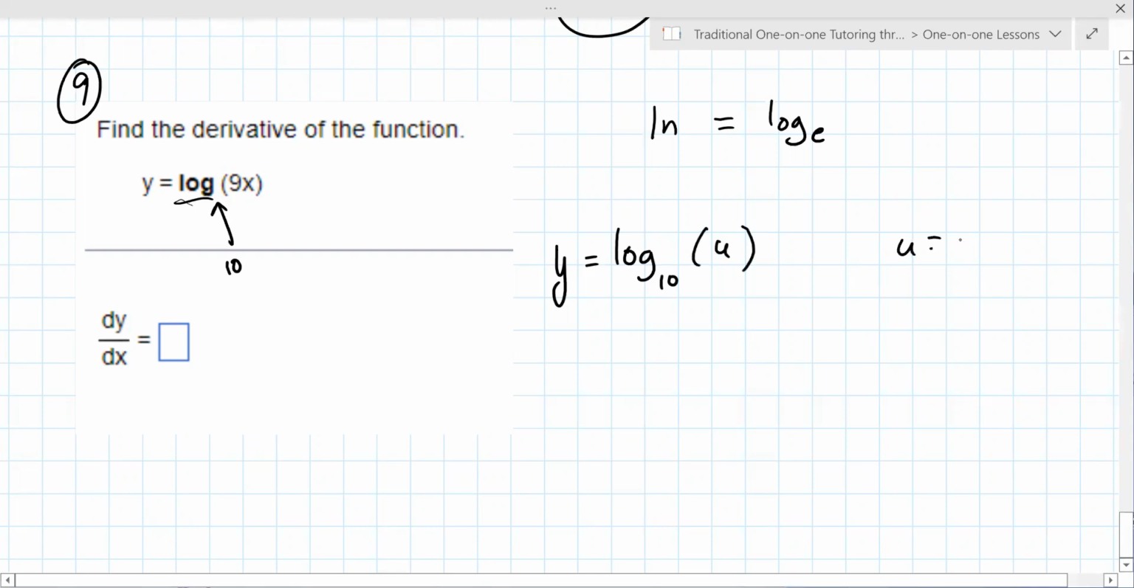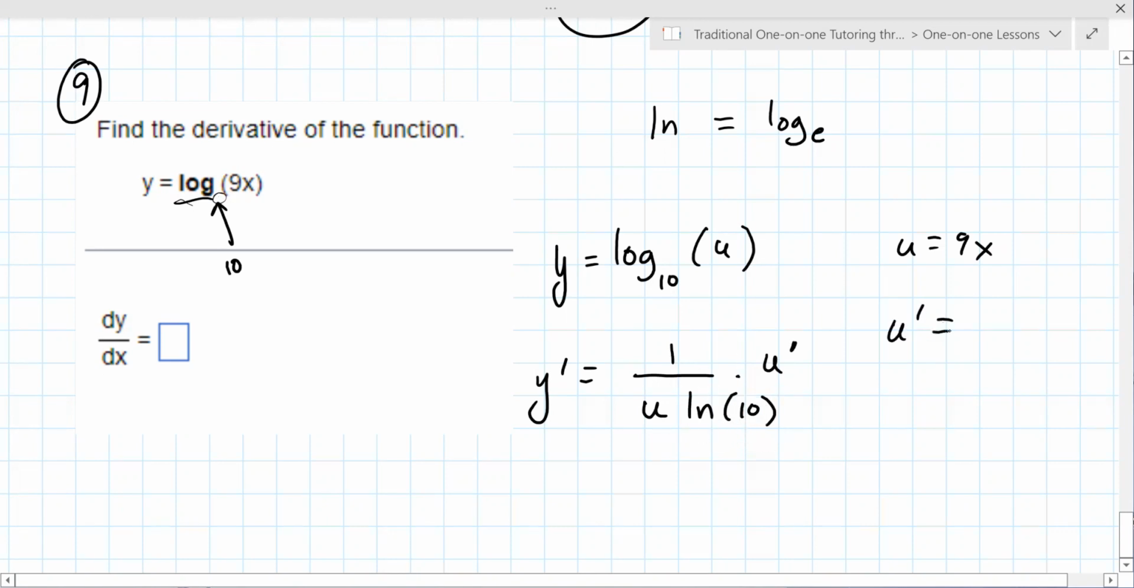Log of u, and our u is 9x. So the derivative is 1 over u, just like you saw before. Natural log of 10 actually ends up being whatever the base is. If it were base 2, it'd be natural log of 2 in parentheses. But since we only have this one, we'll do it this way, times u prime. It's very similar to the ones we've been doing, with this added little wrinkle of natural log of 10 on the bottom.